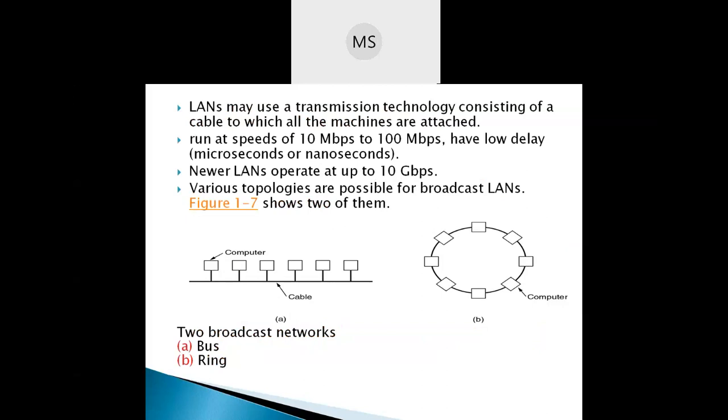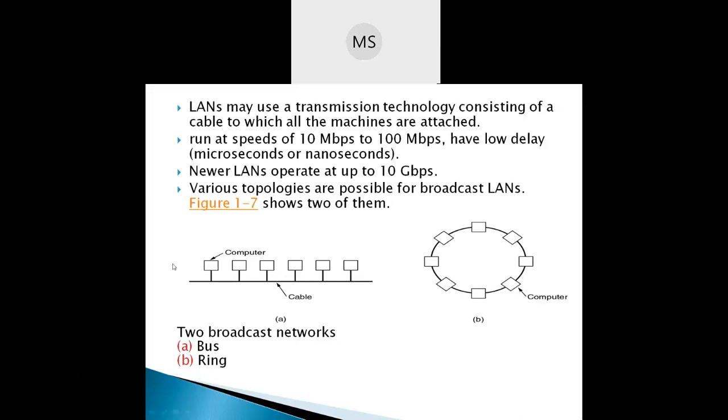Okay. LANs use a transmission technology which consists of cables to which all the machines are attached. They can transfer data at a speed of 10 Mbps to 100 Mbps, that is megabits per second, and data transmission is fast, that is, low delay. Nowadays some LANs are developed that can operate up to 10 gigabits per second. There are various topologies in the case of LANs, like bus topology, ring topology, mesh topology.